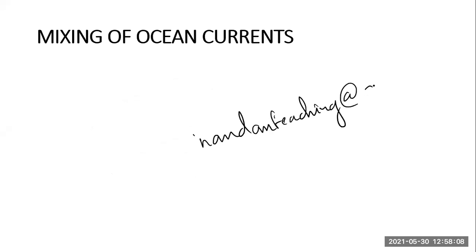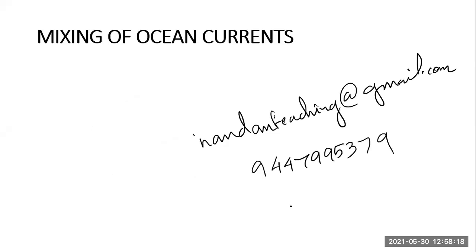If you do have a query, you can send a mail to me. My mail ID is nandanteaching@gmail.com. Or you can even send a query to me on my WhatsApp number. This is my WhatsApp number. I'll be replying to you as and when I get the time. You don't need to expect an immediate reply, but if you send a message, I will get back to you when I get the time.